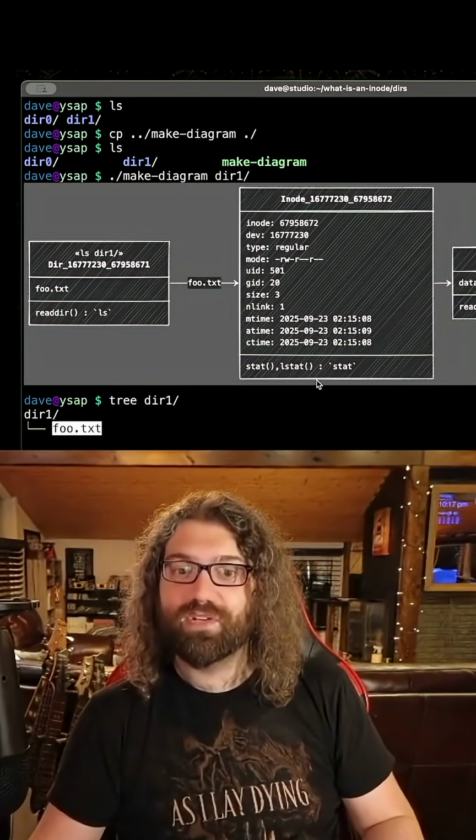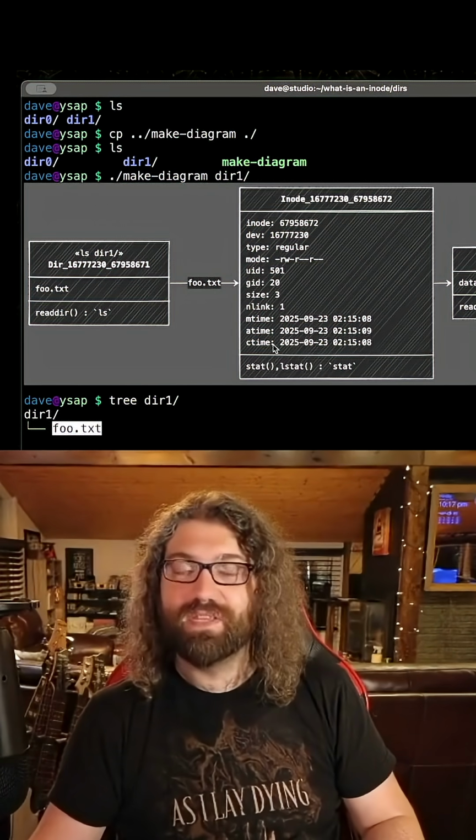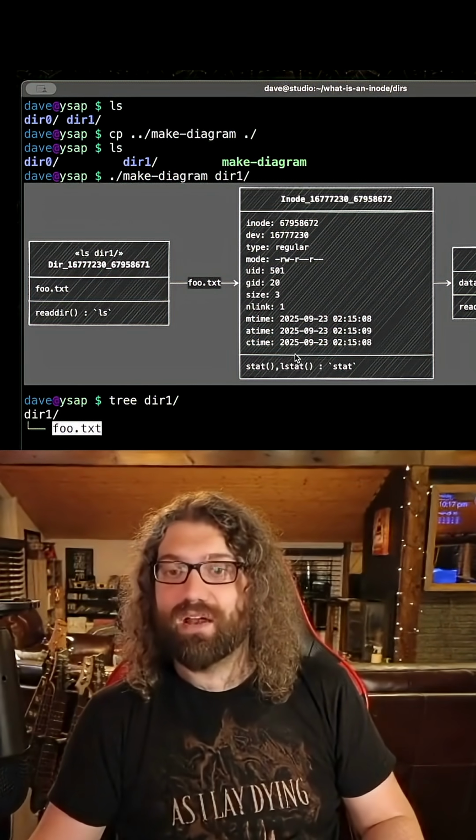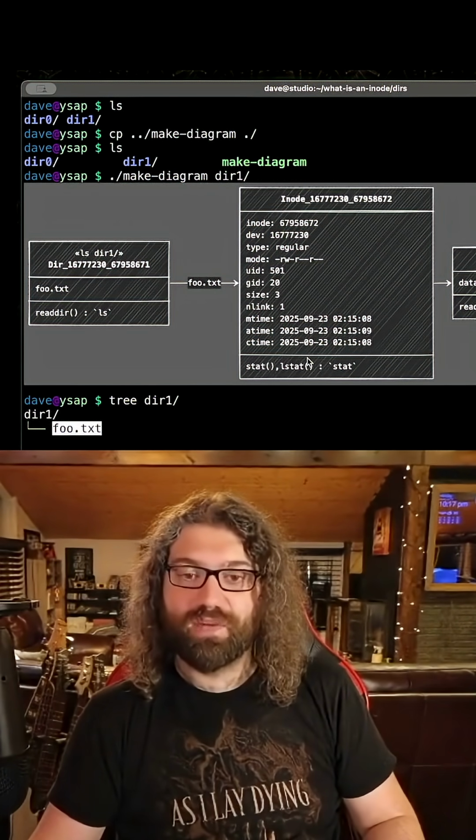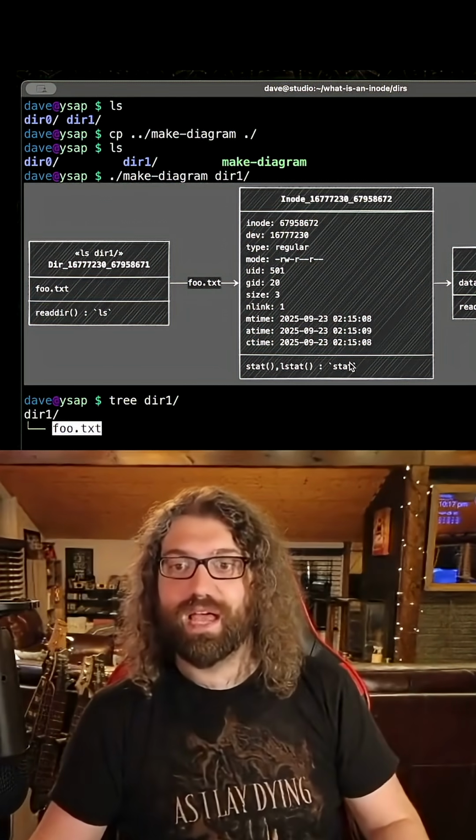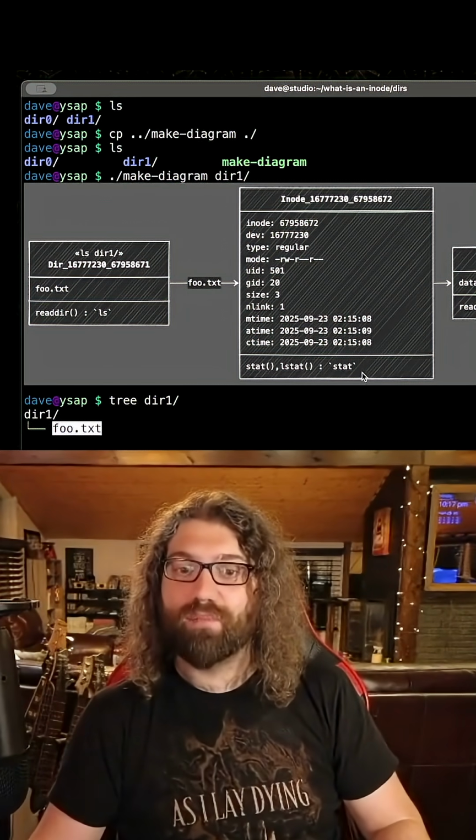And if you want this information, you need to call stat or lstat. These are the syscalls. So stat or lstat are the syscalls. So in your C program or any other language, you would do something like that. And stat is the program you would execute.